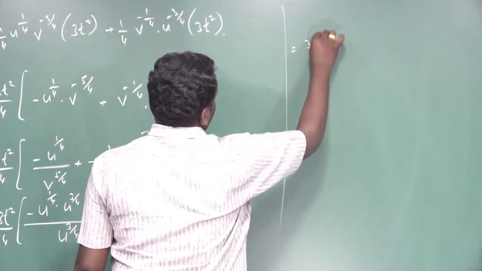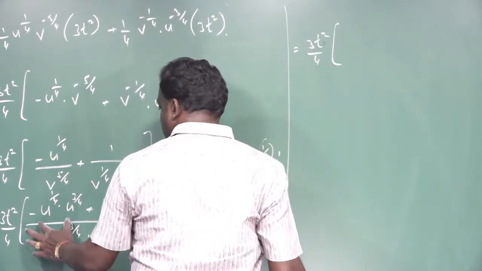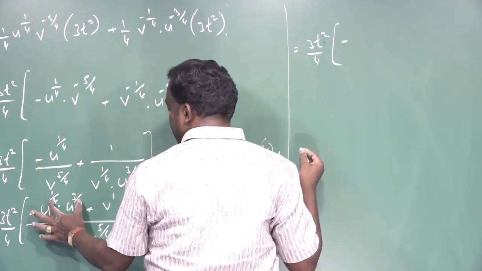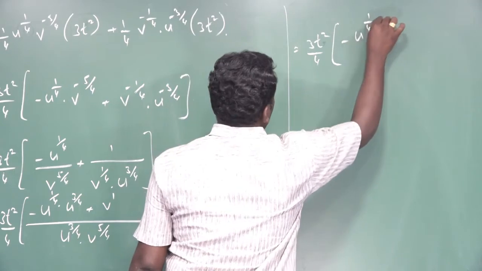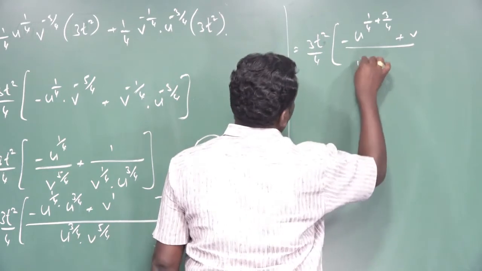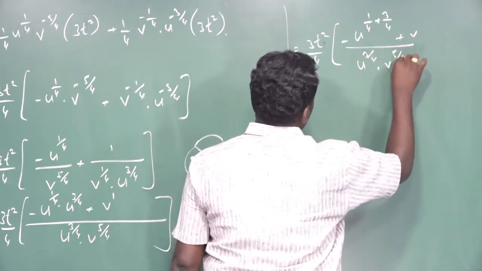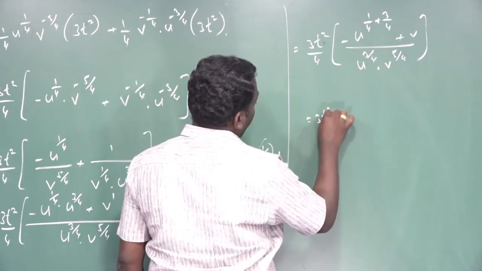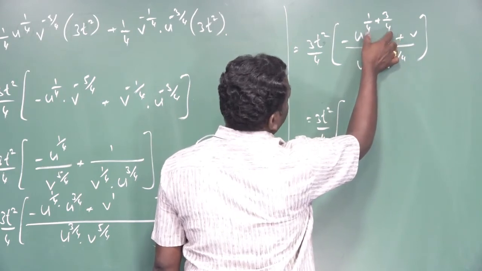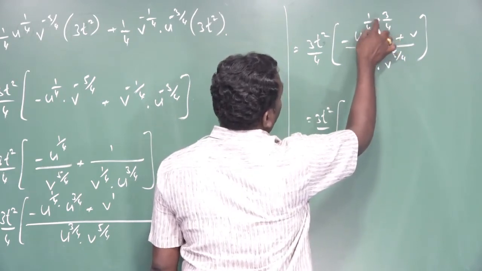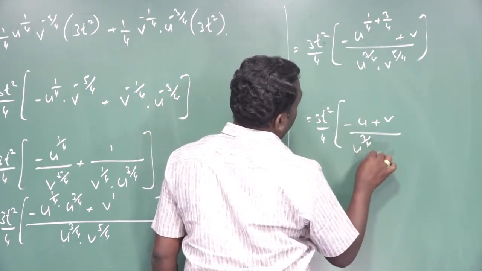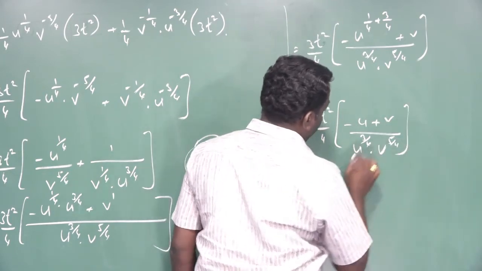Left hand side 3t square by 4 as it is. Now, just add the terms. Both terms have the same base, so add the index: u power 1 by 4 plus 3 by 4, then plus v by the denominator, u power 3 by 4 into v power 5 by 4. And that is equal to 3t square by 4 outside the term as it is. Adding the index values, both have the same denominator, 4 by 4, that is equal to 1, minus u plus v by u power 3 by 4 into v power 5 by 4 as it is.